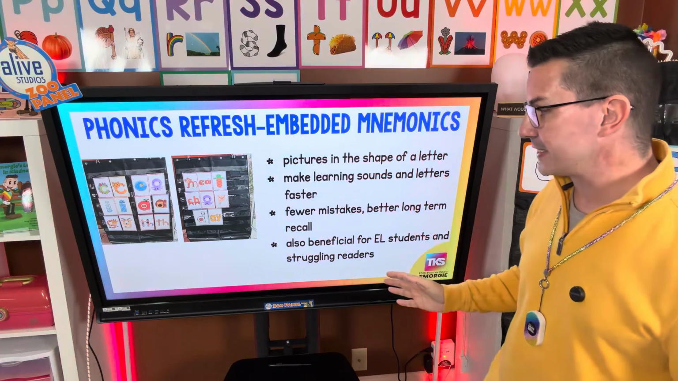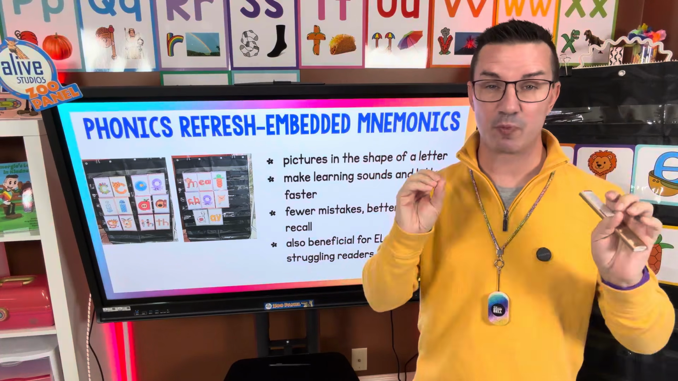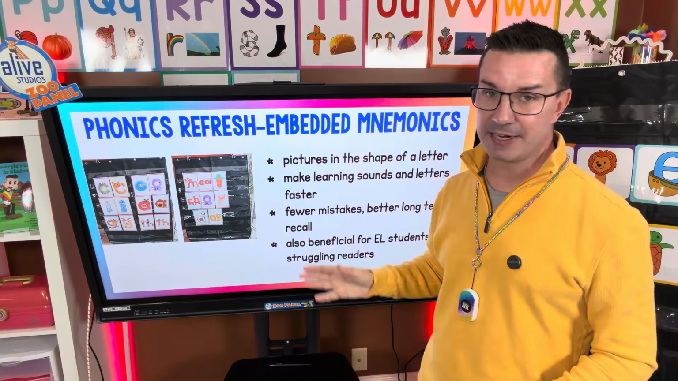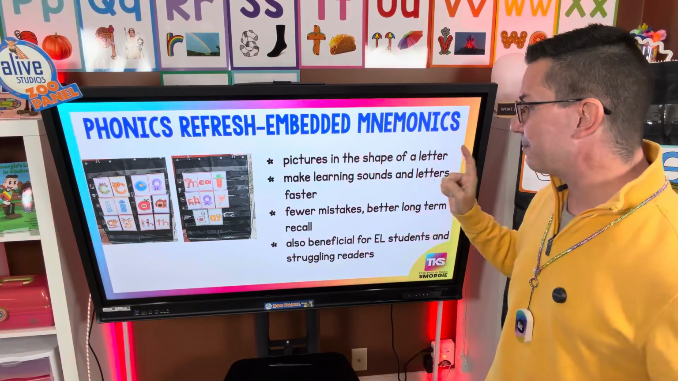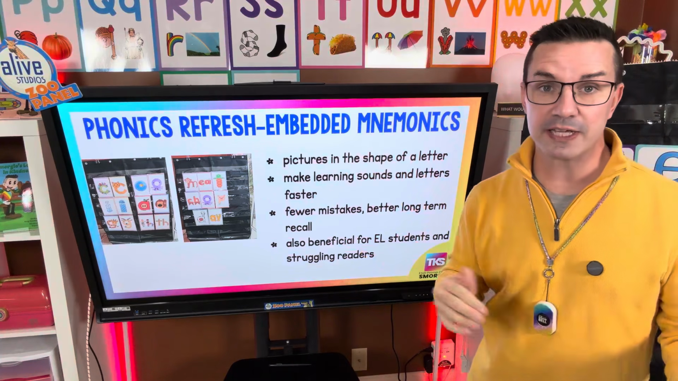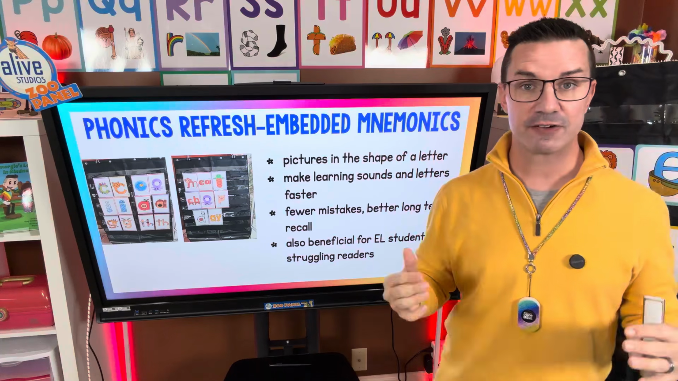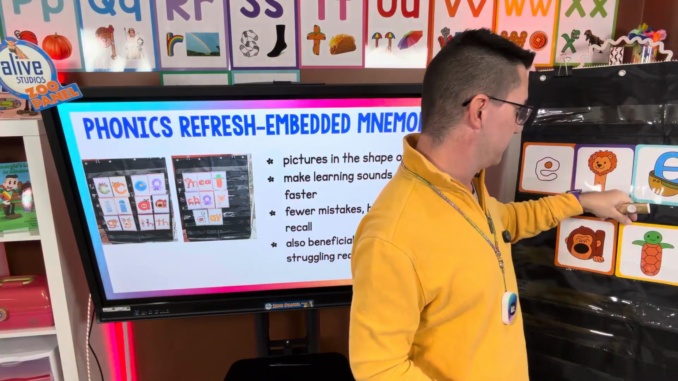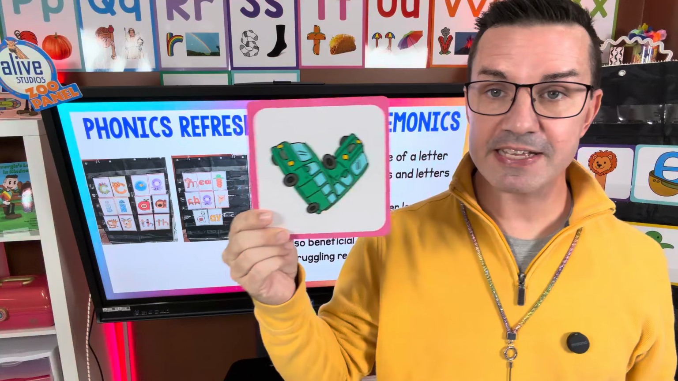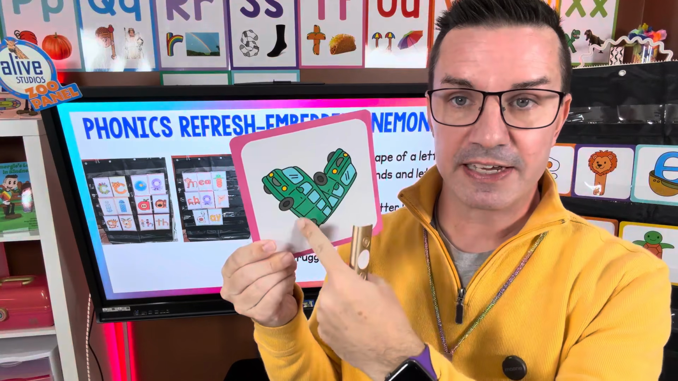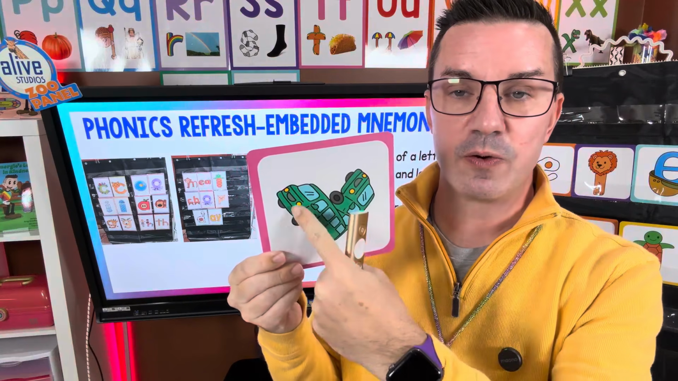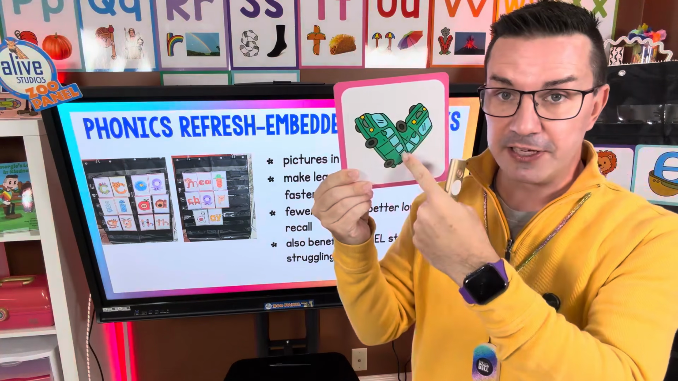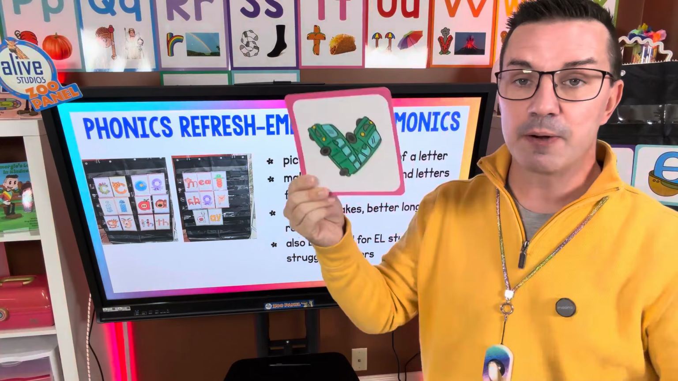One of the ways that we do this that is solid, research proven, and classroom proven, I see it happening in my classroom: embedded mnemonics. Embedded mnemonics are pictures in the shape of a letter or letters that make learning sounds and letters faster. So basically, it looks like this. This is a mnemonic. It's a van in the shape of a V. The kids will see, oh, van, V. It's a picture in the shape of the letter to help kids remember the sound.